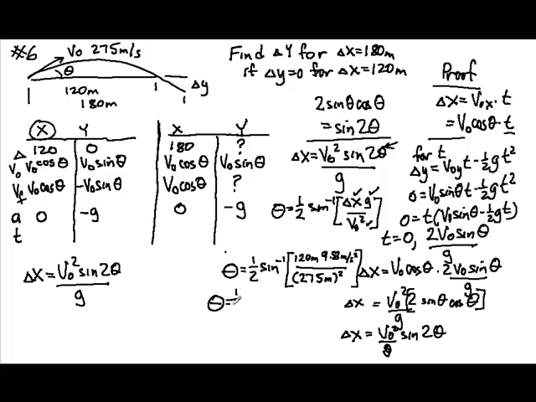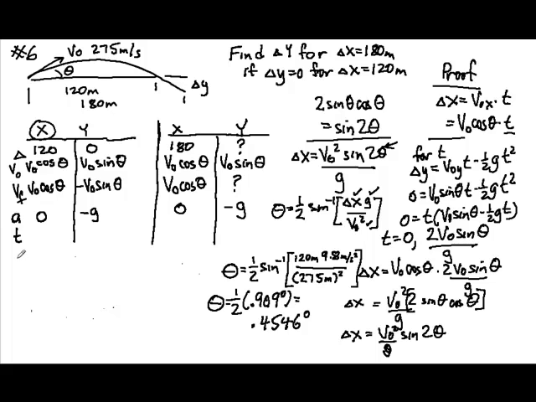I get theta is equal to 1/2 of 0.909 degrees. I'm getting about 0.454, which actually rounds off to 6 degrees, for theta.